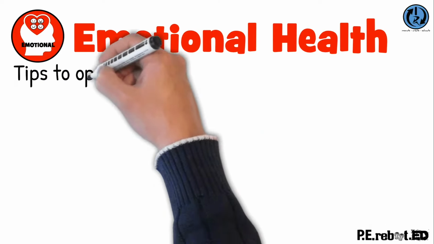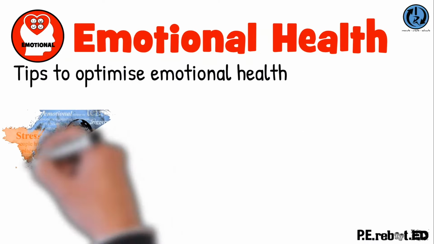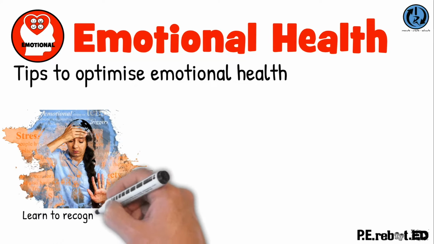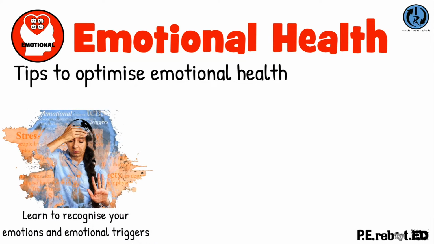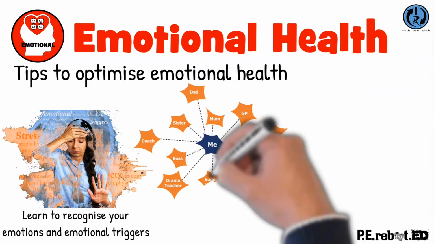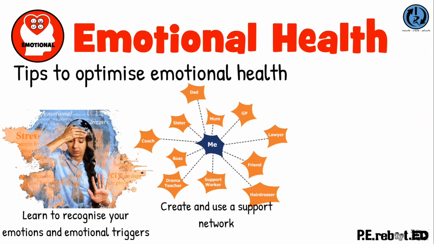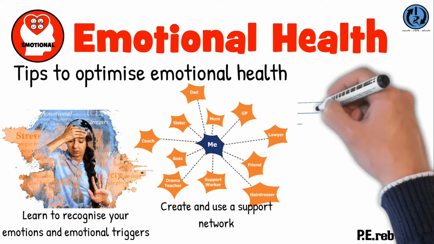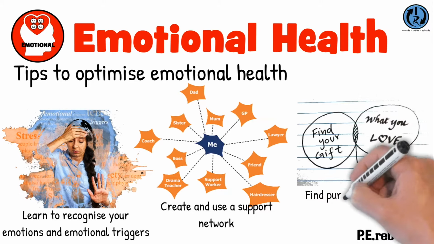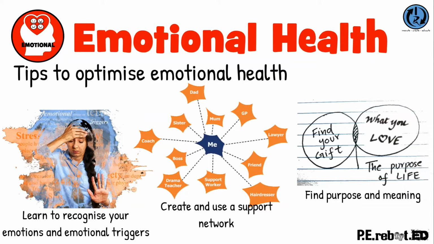Some tips to help optimize your emotional health include learning to recognize your emotions and emotional triggers, creating a positive support network with those in your life, and sharing your thoughts with them. Remember, a problem shared is a problem halved. And find purpose and meaning. Figure out what's important in your life and use that as a focus through tougher times.